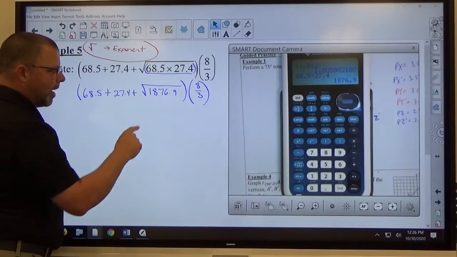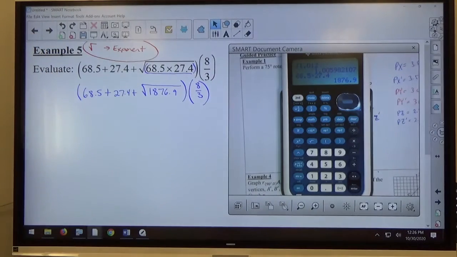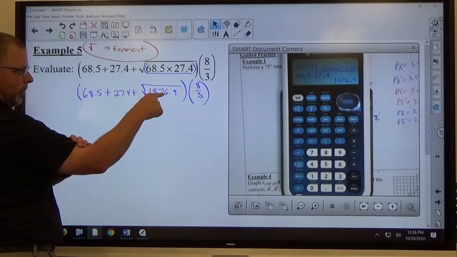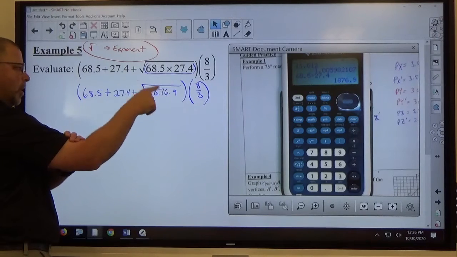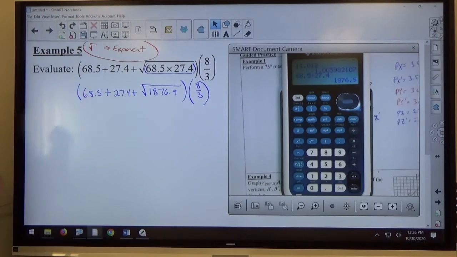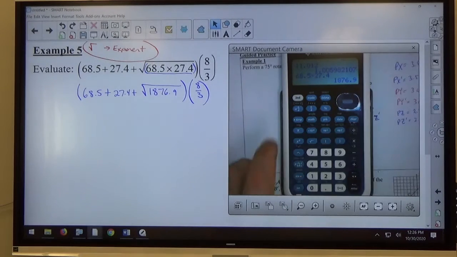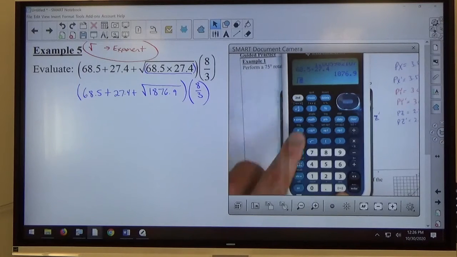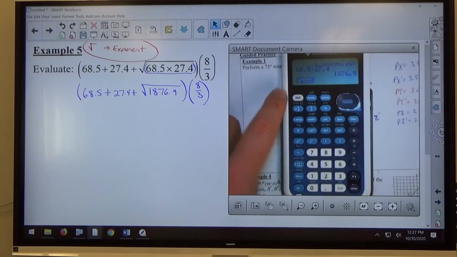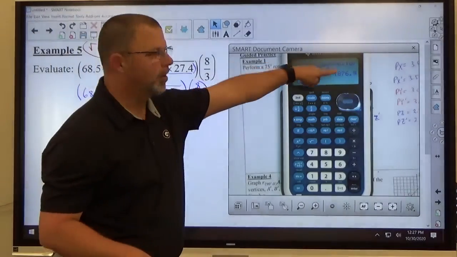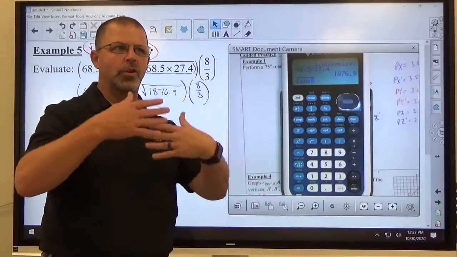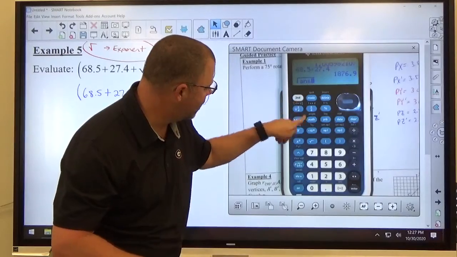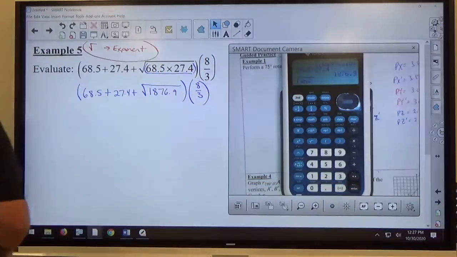Now I'm at a point where I can evaluate the square root of 1876.9. That's next, because within the parentheses, exponents happen before addition, right? There's an exponent in this, because square roots act like exponents. I have to evaluate that before I worry about adding stuff together. I can either type in square root of 1876.9, or right above the negative key you see ANS, which tells your calculator to take the square root of the previous answer. Once an answer shows up on your calculator screen, if you want to use it, hit the second key and that key, and then hit enter.